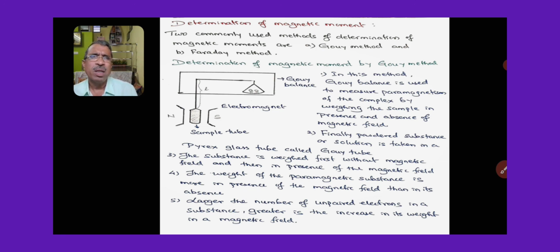Depending upon the magnetization, the weight of the substance increases. If the compound is more magnetized, then the weight of the substance will be more. If the compound is less magnetized, then the weight of the substance will be less. This more magnetization and less magnetization depends upon the number of unpaired electrons. However, if the complex is diamagnetic, the weight of the complex decreases. Larger the number of unpaired electrons in a substance, greater is the increase in its weight in a magnetic field.